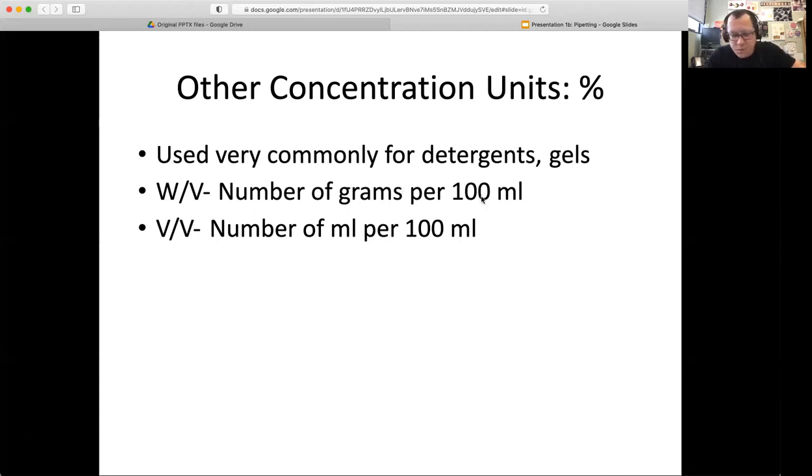And so if we had 100 milliliters of something in a graduated cylinder, not this one, this is 1,000. If we had 3 grams of agarose that we were going to put into our gel, and it was 100 milliliters of buffer, that would be a 3% solution. If we had 3 milliliters of buffer or detergent that we're putting in 100 milliliters of buffer, then that would be a 3% solution. So this is another unit that you have to deal with.